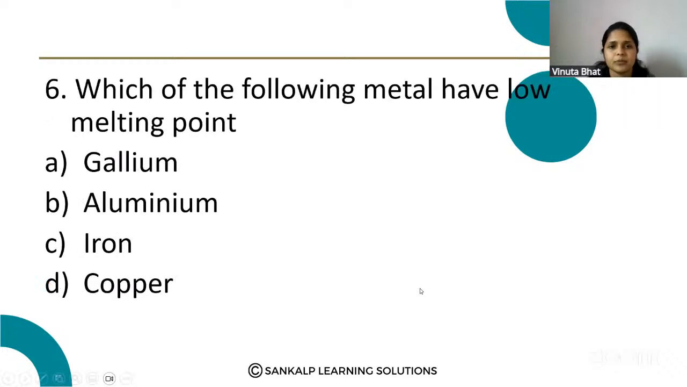Next question. Which of the following metals has a low melting point? Option A, gallium. Option B, aluminium. Option C, iron. Option D, copper. Which of the following has the low melting point? So here the correct answer is gallium. Gallium has a low melting point. When you keep it on your palm, it will start to melt because of your body temperature. That much lower melting point it has, that is gallium.